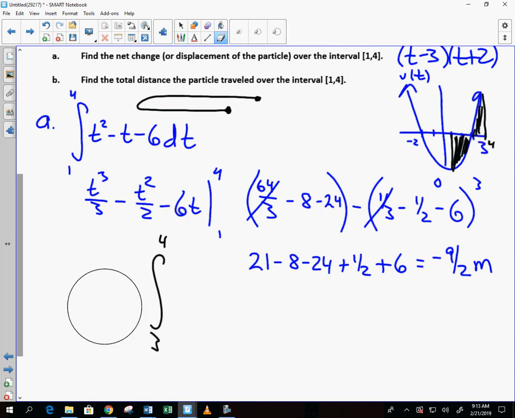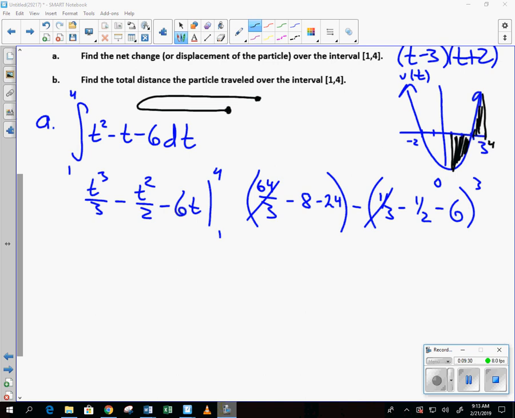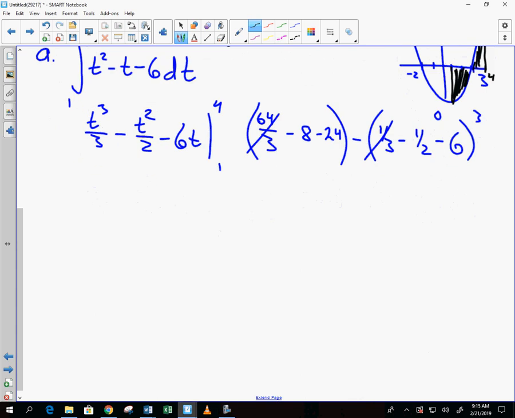All right, then all we want to do is try example B. I'm going to let you start working on your worksheet and work through this. It says find the total distance the particle traveled over the interval 1 to 4. Well, we need to really think about this for a second. In order to figure out the distance traveled, it is going to be as follows: the integral of the absolute value of the velocity function from 1 to 4.